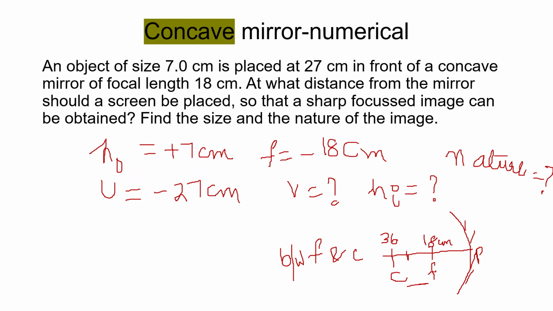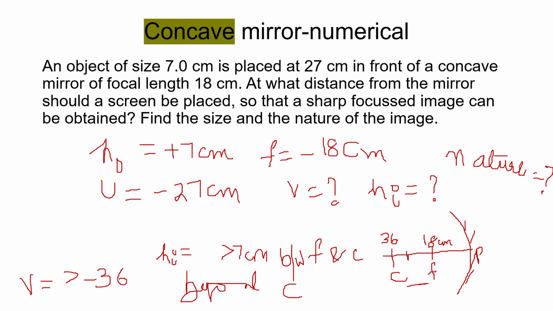Now where will the image be formed? We know it will be formed beyond C. Beyond C means you must get a value greater than 36 centimeters. And what type of image will you get? Real and inverted. So your V value must be greater than 36 with a minus sign. And it will be real, inverted and enlarged. So when you take HI, it will be greater than 7 centimeter, and since it is real and inverted, it should be with a minus sign.